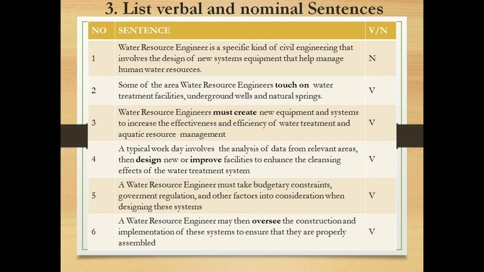Number 3. List verbal and nominal sentences. First one. Water resource engineer is a specific kind of civil engineer that involves the design of new system equipment that help manage human water resources. Nominal. Number 2. Some of the areas water resource engineers touch on are water treatment facilities, underground wells, and natural springs.